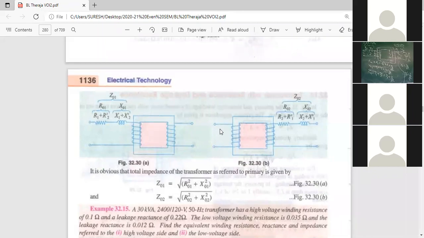Yes, sir. Now see, in the secondary winding, there is no resistance and reactance. We have converted the entire secondary winding into only primary winding parameters. Now, see the second diagram. In the second diagram, they are converting the entire parameters R1, X1 in terms of only the secondary winding. Now we'll see how to convert the primary winding into secondary winding parameters.